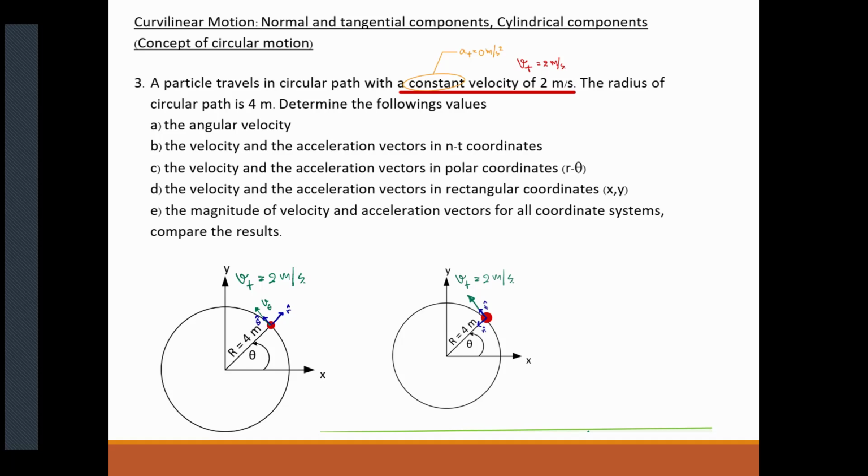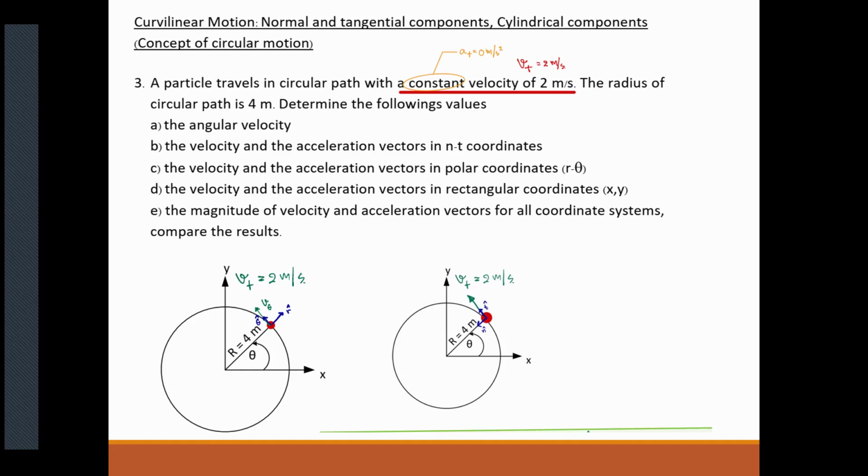I set x and y as the last because you are familiar with x and y. I will show you that for circular motion, x and y is not suitable. We can do it, but it is actually not suitable.